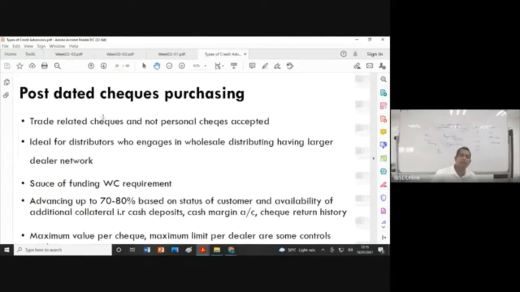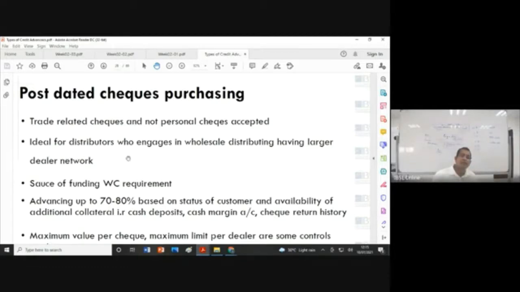Post-dated check purchasing, that is the other one we discussed. PD discounting, trade related checks only. You have to make sure it has to be trade related. So wherever we went wrong, we have not identified the customer properly. Personal checks have come in, so they play with us with these checks.